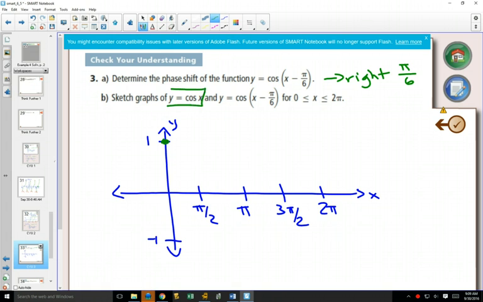So I'm going to graph cos in green here. Goes to our center line, down to our minimum, back to our center line, back to our maximum. And here we have our cos graph.